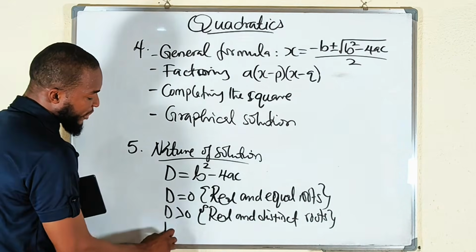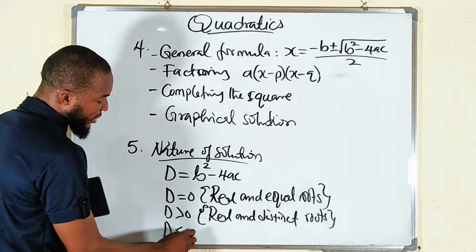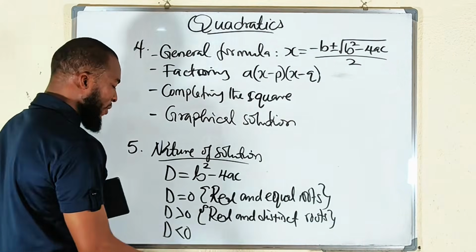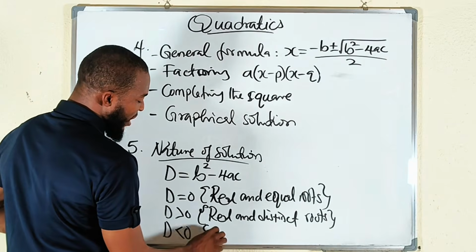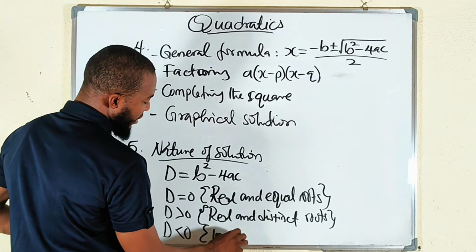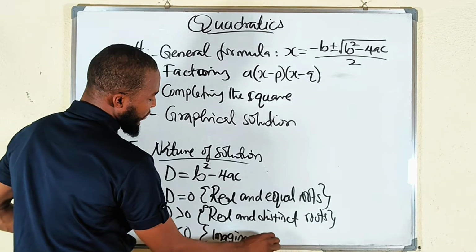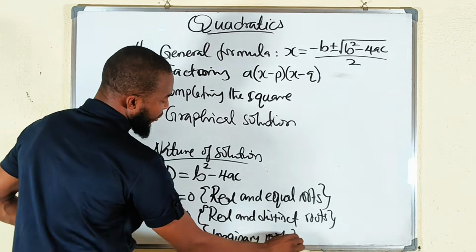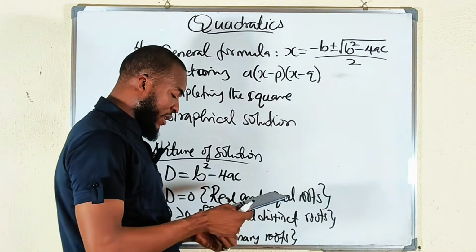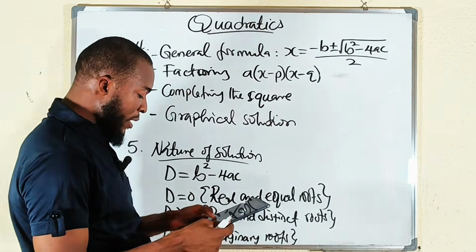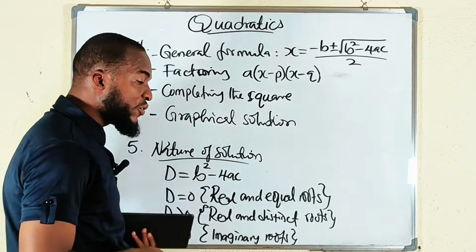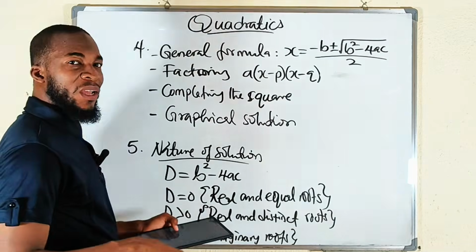And the last category or nature of solution is when you realize this value is negative, which is less than 0, then you have only imaginary roots. That is when you have complex solutions. So this is the nature of solutions. It is also very important for your students to learn the relationship between what?